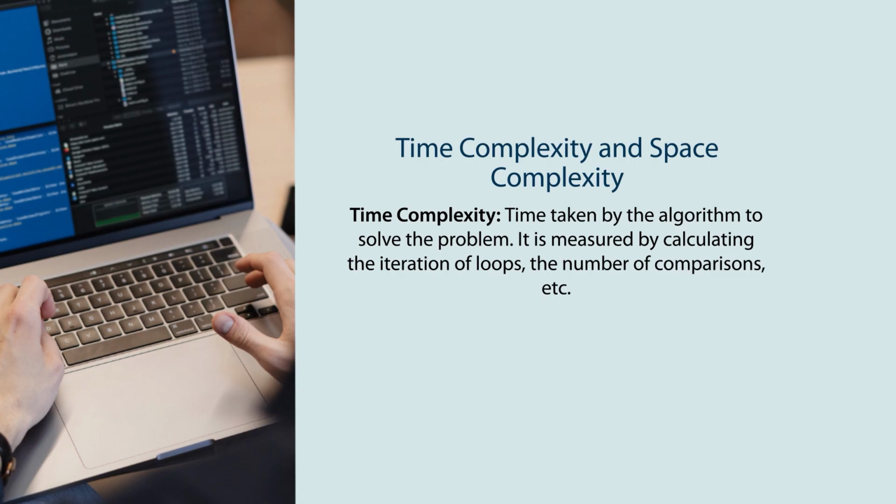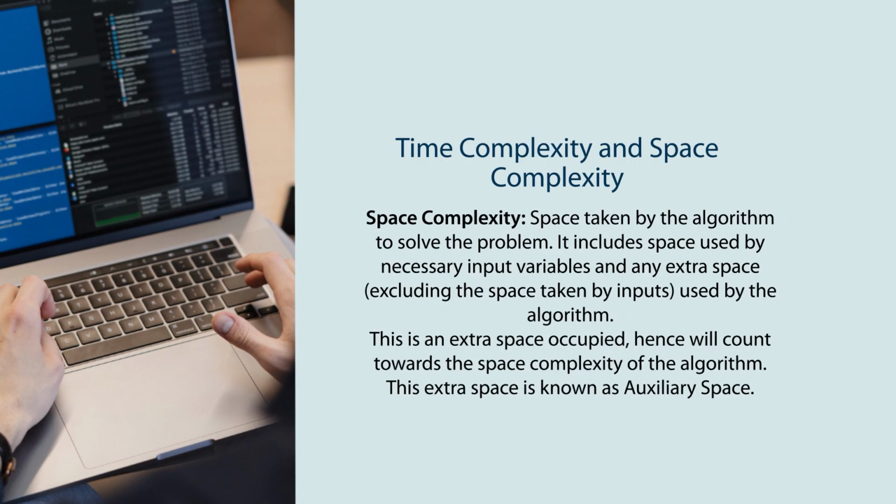First is time complexity, second is space complexity. Space means memory space. So space taken by the algorithm to solve the problem includes the space used by the necessary input variables, that means it may be an array also, and any extra space. Like in the case of recursion we use a stack. So a stack is like extra space. This extra space occupied will count towards the space complexity of the algorithm. This extra space is known as the auxiliary space also.